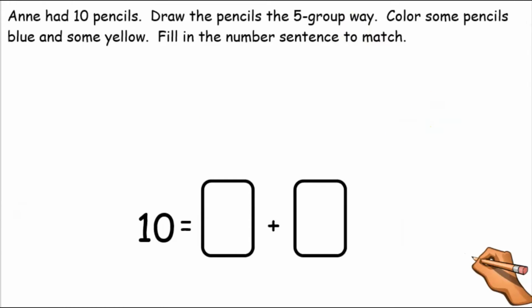Okay. Anne had 10 pencils. We're going to draw these pencils in a 5-group way. We're going to color some blue and some yellow. I'm going to draw the pencils, and then you're going to match the number sentence to my pencils. So here we go. Actually, I'm going to start with blue, and we'll do it that way. So I have 1, 2, let me count out loud so I give it away to you guys. I need 10 all together.